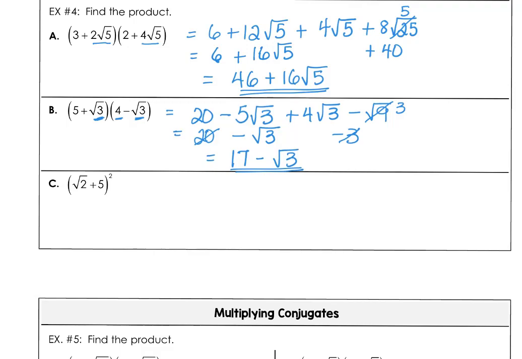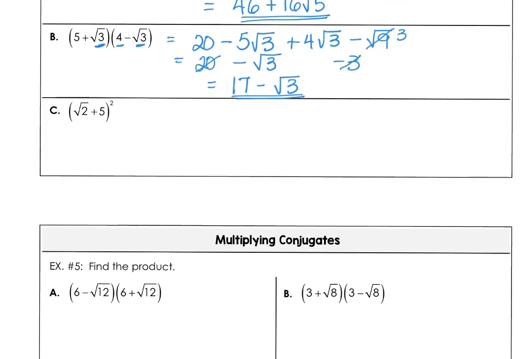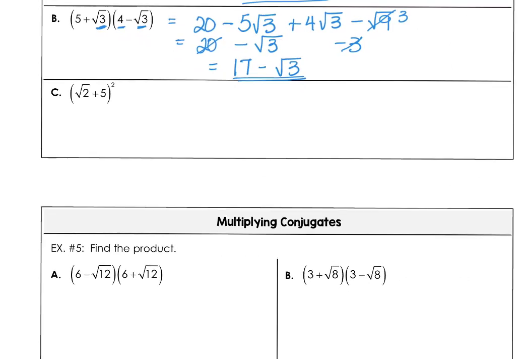On part C, again, you can turn off the video and give this one a try and come back to check your work with me when you're finished. So in this case, I want to rewrite the radical 2 plus 5 twice. That way we can see what we're multiplying and not lose track or drop that middle term.